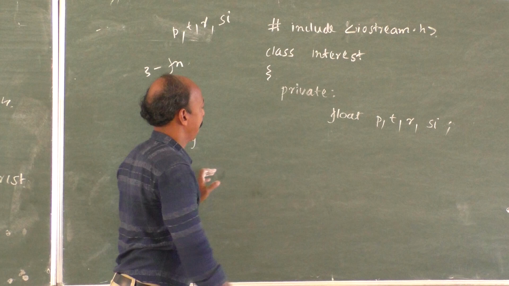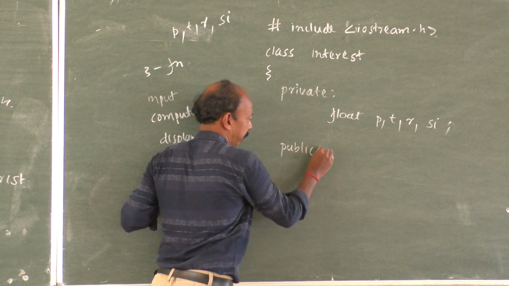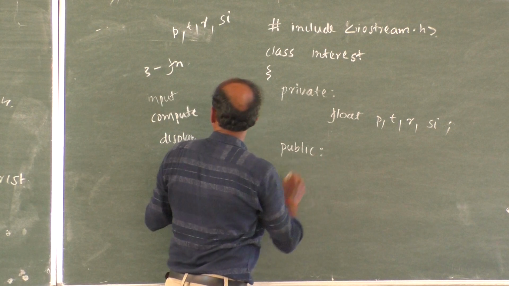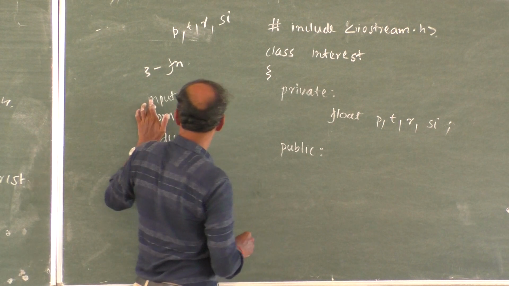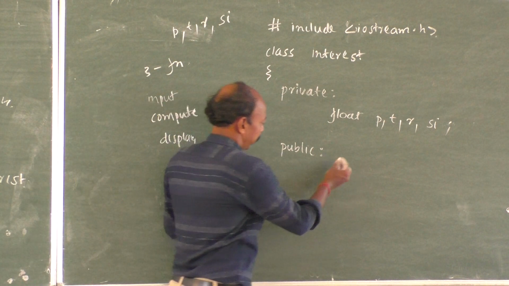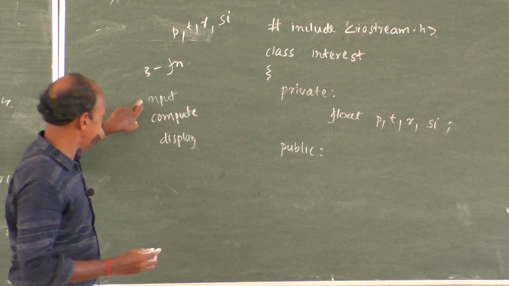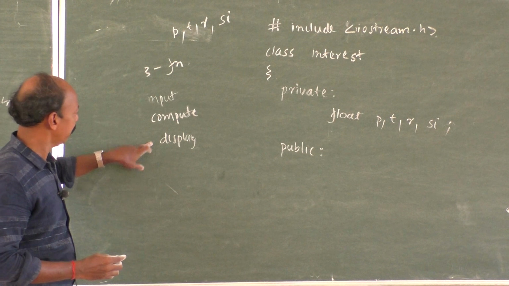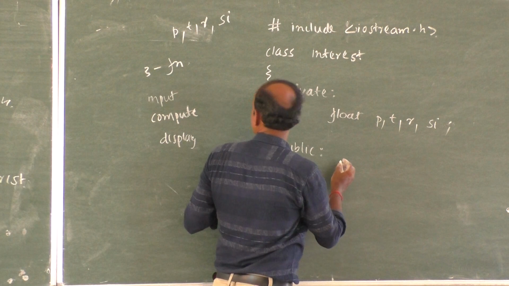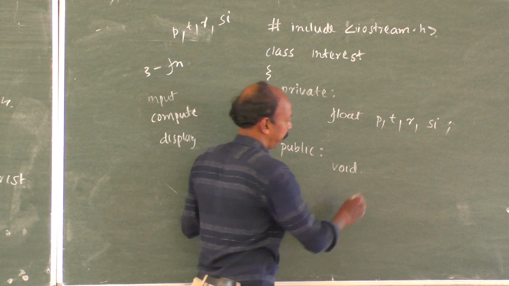Semicolon. Then under public, we are going to have 3 functions. One is input, second one is compute, third one is display. We shall write the function. Since it is very simple, all these 3 functions are very simple, we can write the function inside the class itself. So void input.